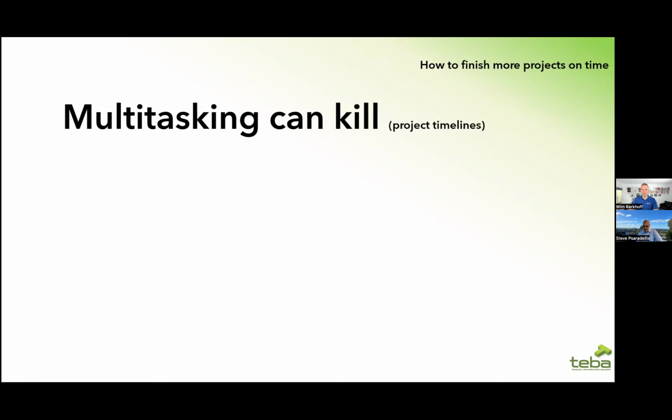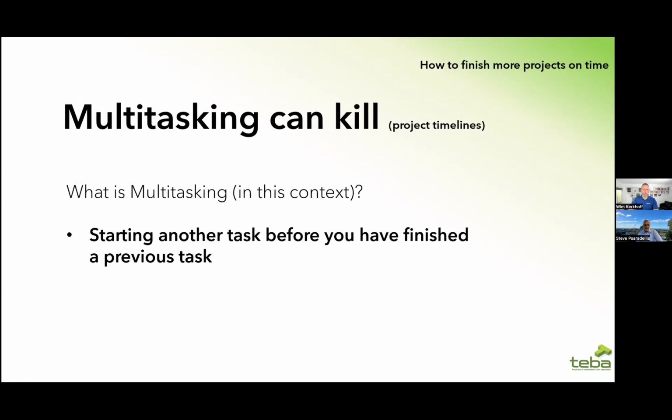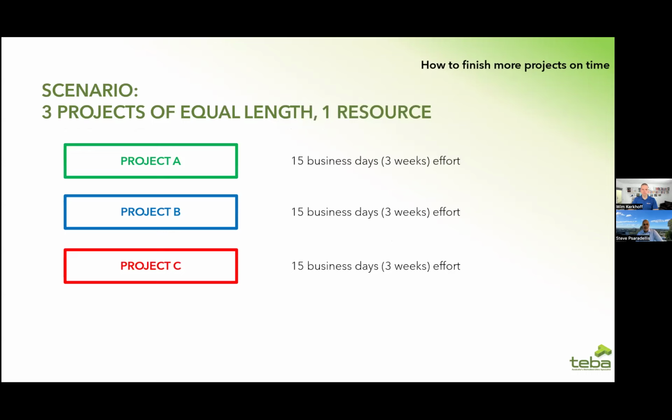For the purposes of today, multitasking in this context is if you start a task and before you finish that task, you go off and do a different task. That is what we're going to term as multitasking, which is the true meaning in the IT industry, right? The CPU gets interrupted, stops, does something else, comes back to it. So why is multitasking bad? Okay. Let's have a look at an example here. Let's say we've got 3 projects of equal length. They're going to take 15 business days to actually complete, or 3 weeks effort.